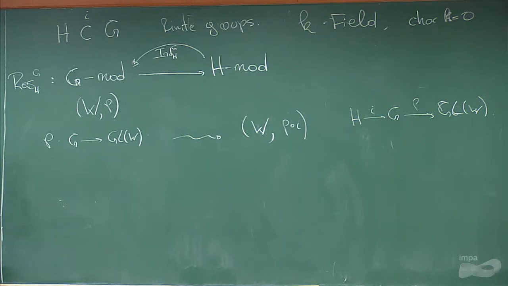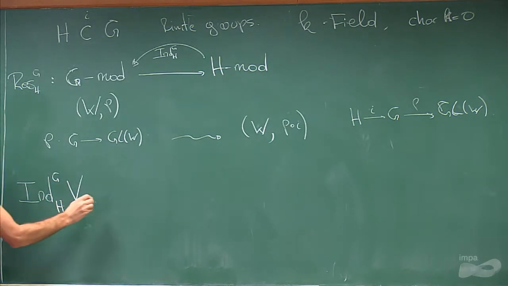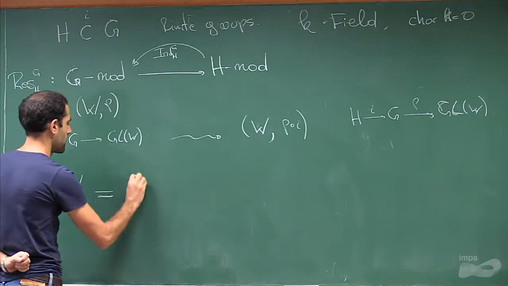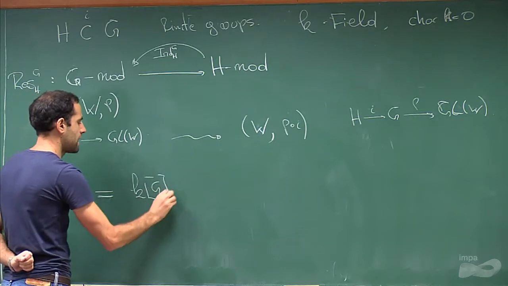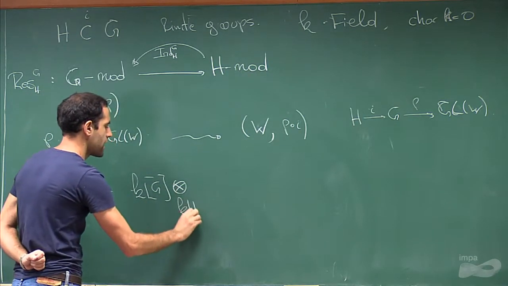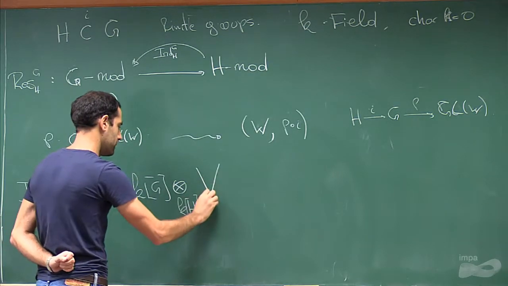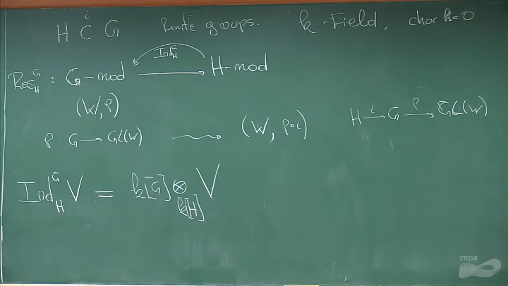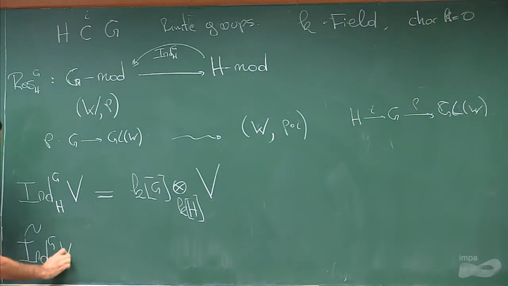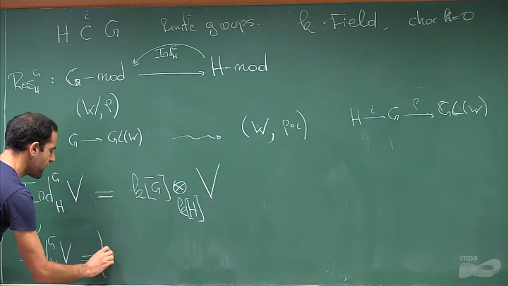So what is the induction functor? We can do this in two ways. The induction from H to G of V, now V is an H-module, I'll define it to be the vector space K[G] tensor over K[H] with V. And I'll define another induction, let's call this induction prime, I think I used tilde last time, from H to G of V to be the vector space of functions.